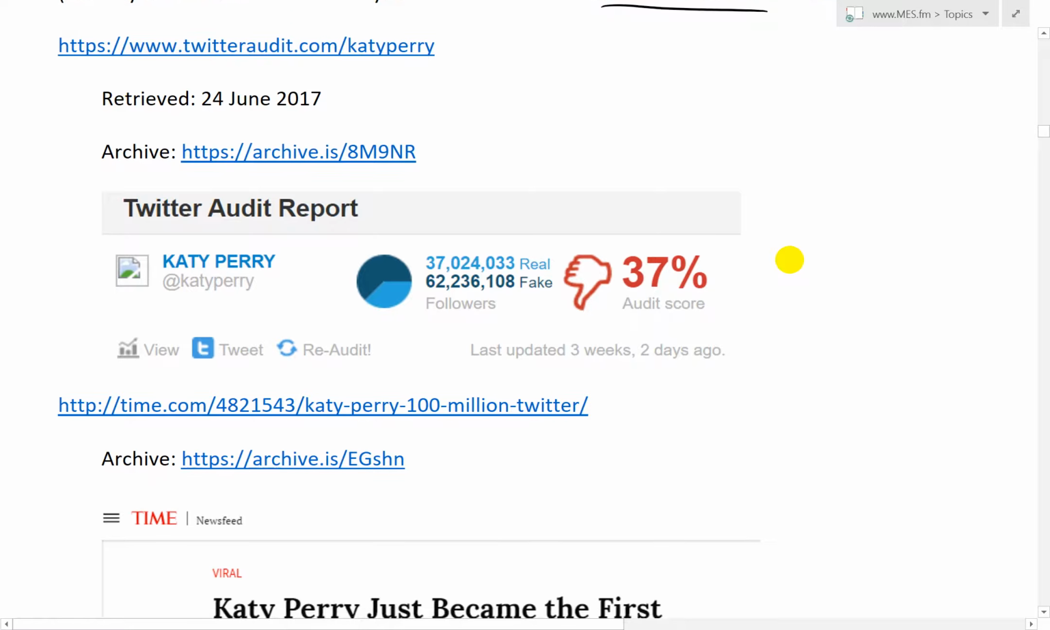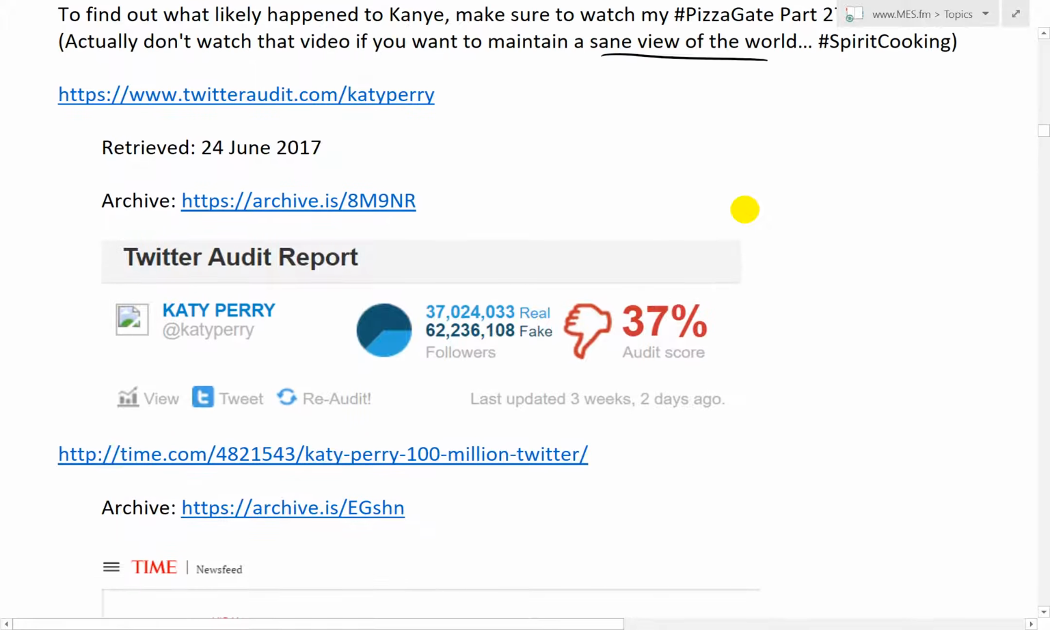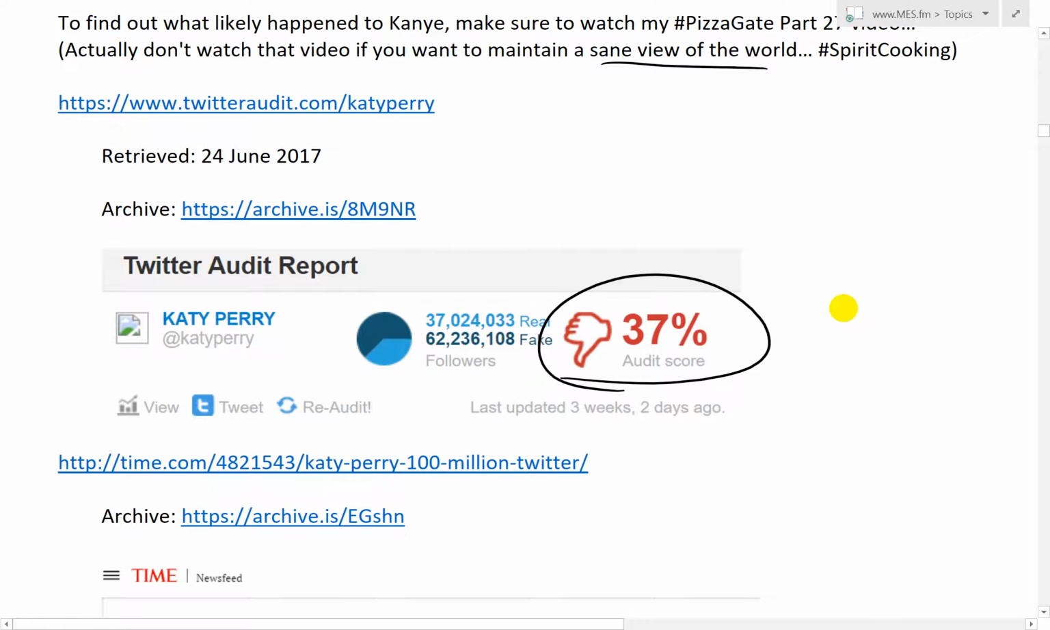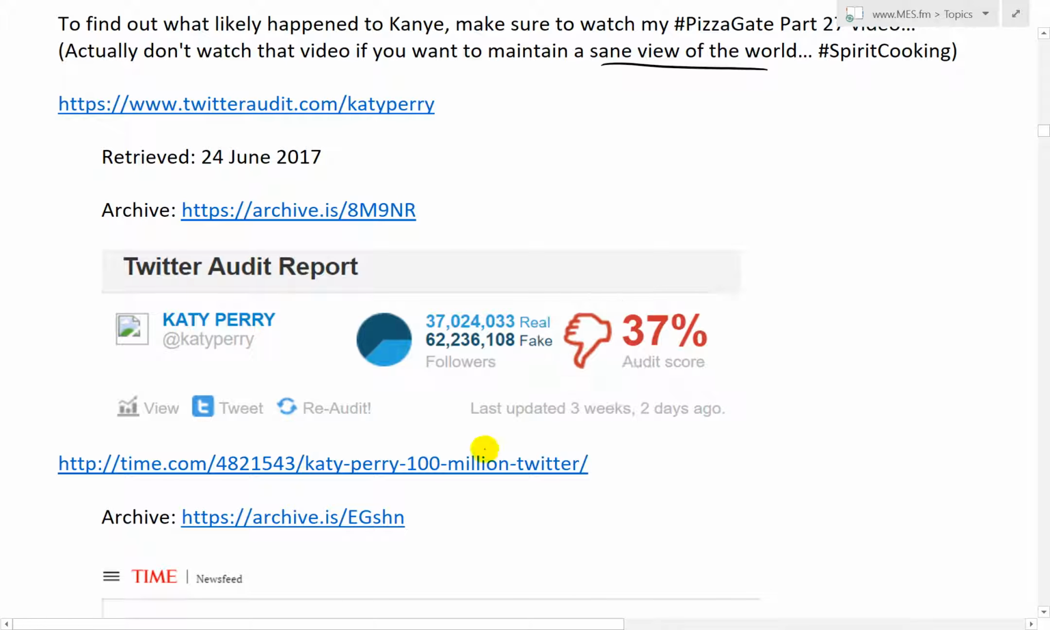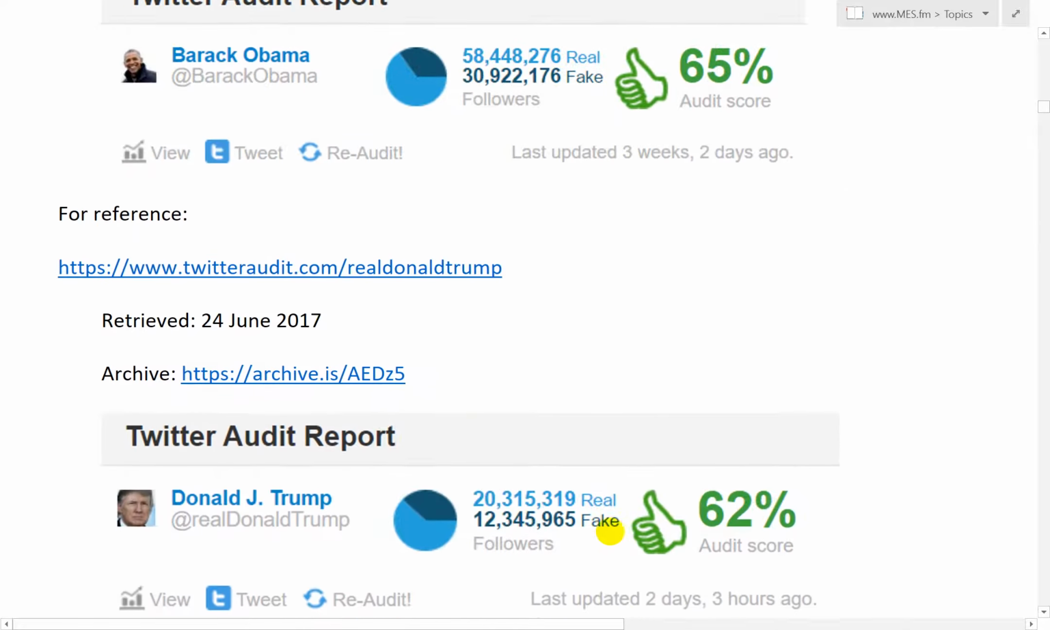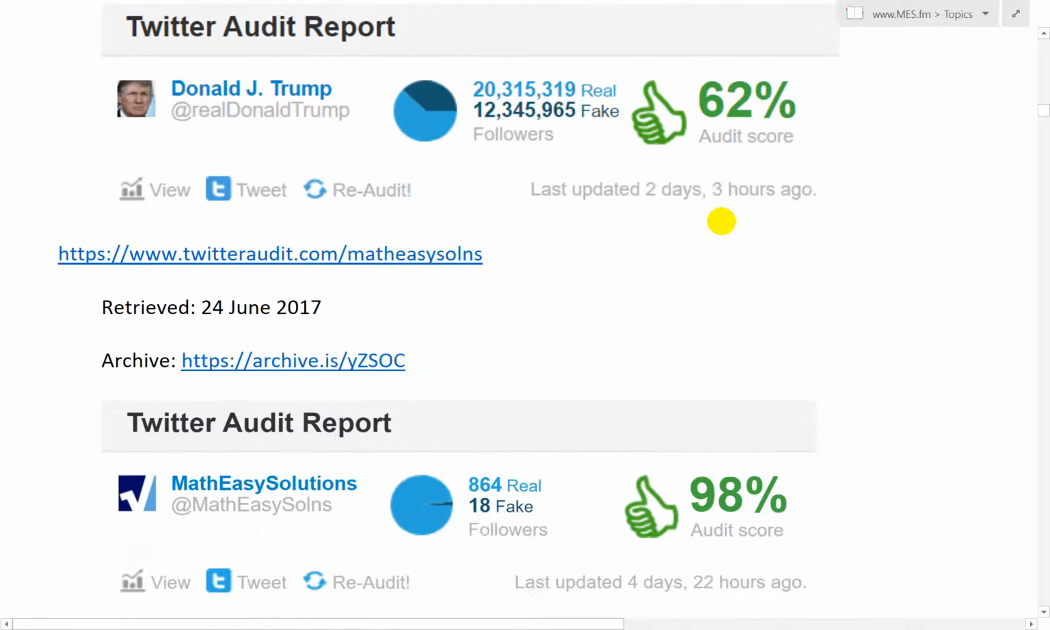And also, if you go to Katy Perry, this is the highest Twitter followers. This is a combined 100 million. But if you put it in the Twitter audit, it has 62 million fake, 37% audit score. So 63 are fake. So that's 37 million real. That's less than Obama's 58 million there. So he has more real ones.